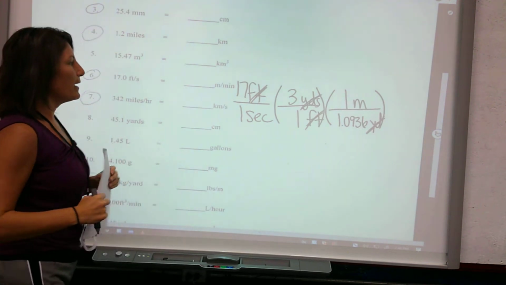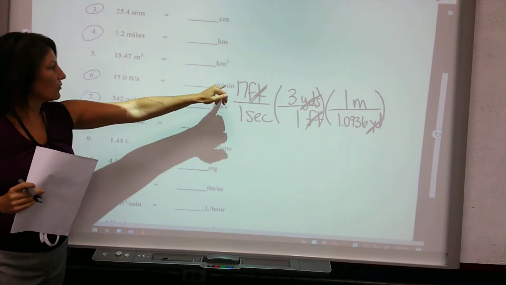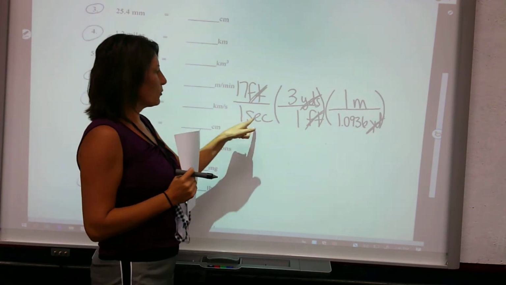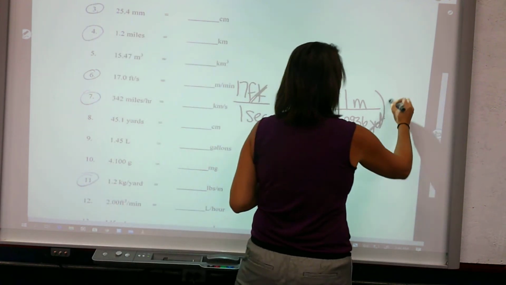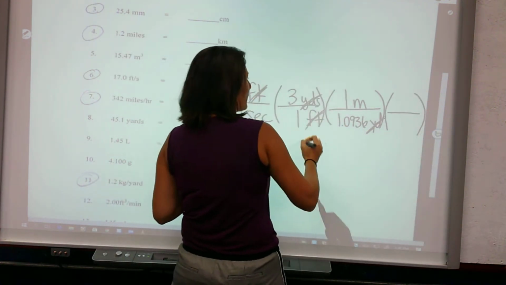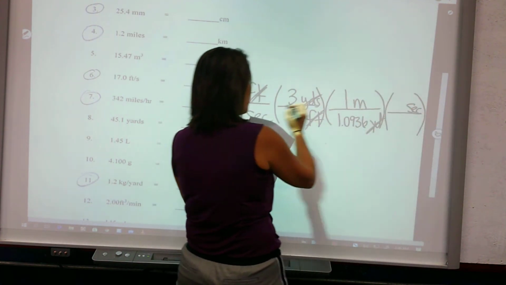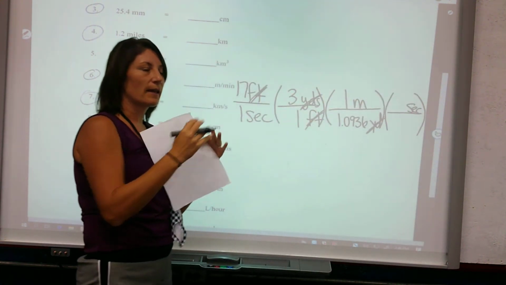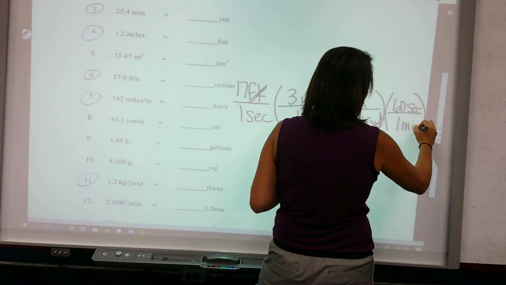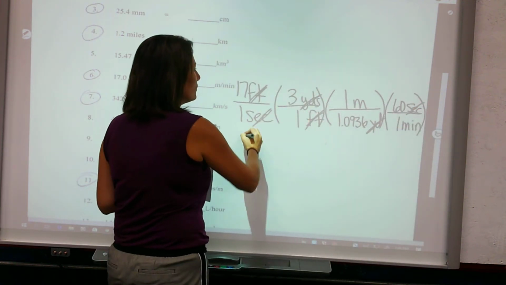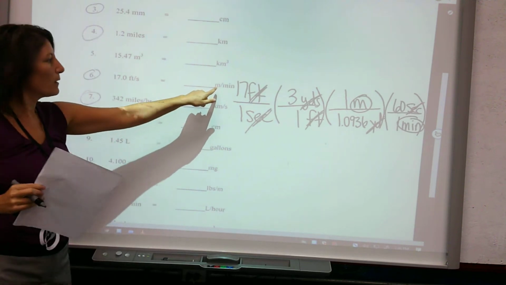So right now my answer would be in meters per second, right? I need meters per minute. So right now I'm done with my distance. I've got my meters. I need to mess with my time. So seconds. Since it is on bottom, I'm going to put my seconds on top because now that they're opposite of each other, they can cancel out through division. And I know that there are 60 seconds in 1 minute. So my seconds have canceled. It leaves me with meters per minute, which is what I'm looking for.